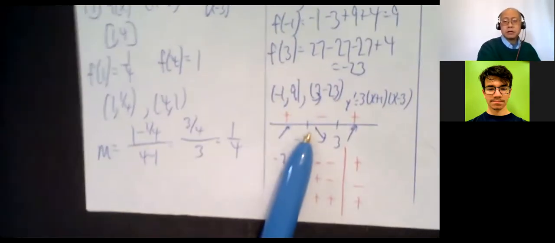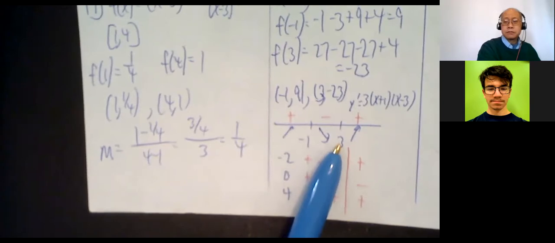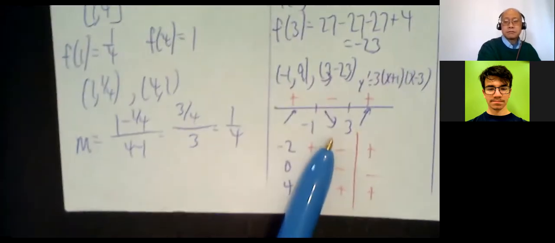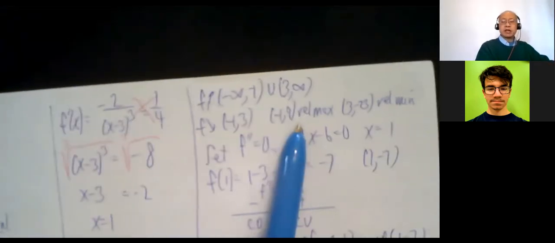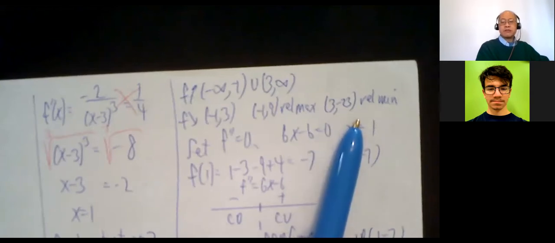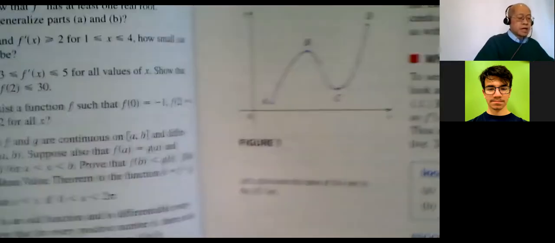How do I know it's a minimum? Take a look at the sign chart. The roller coaster goes down, and then it goes up. So you have a minimum, right? That guarantees it. So (-1, 9) is a relative maximum or local maximum. (3, -23), relative minimum. What am I taking advantage of?